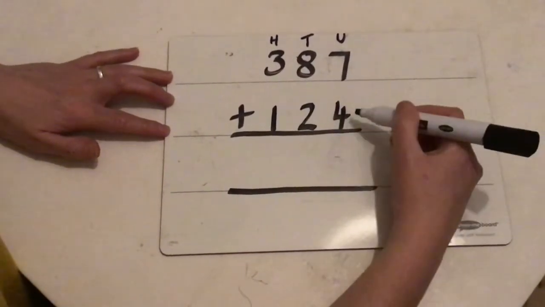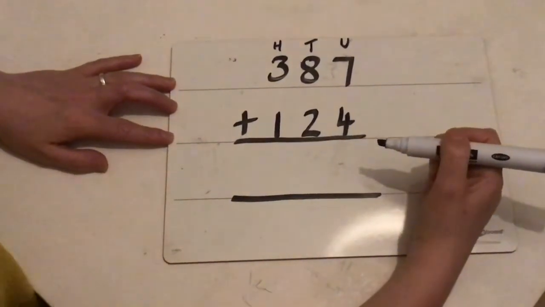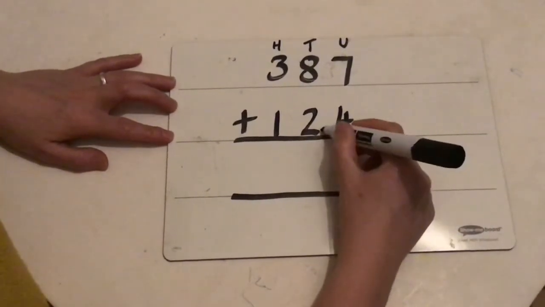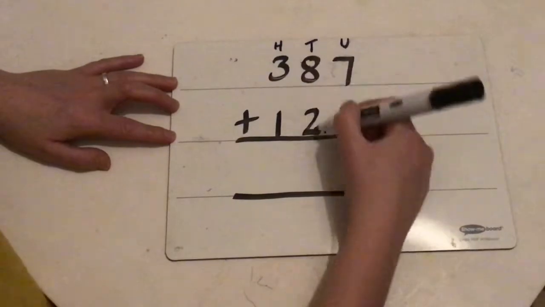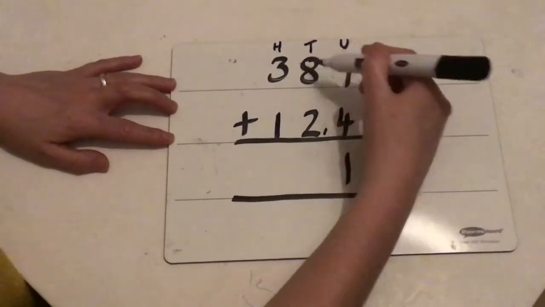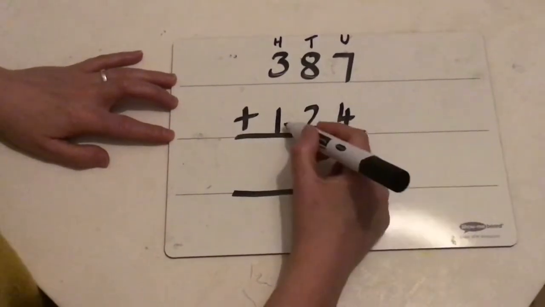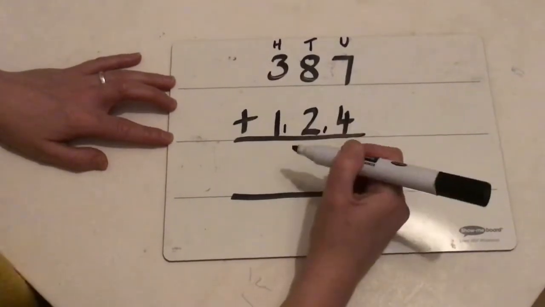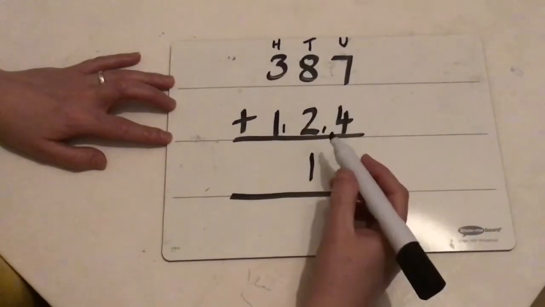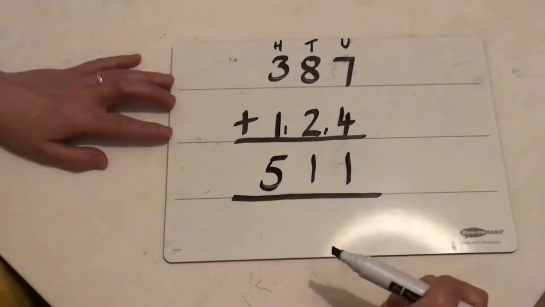So 7 units add 4 units, what does that make? 11, that's correct. So do I put 11 down here? No, I have to put my 10 up in the tens column, and then I add my units down here. Okay, so now 8 plus 2 is 10 add 1, so that also makes 11. So I need to add my 10 over here, and I put my 1 down here. And 3 add 1 is 5. So there we go, we've got my answer, 511.